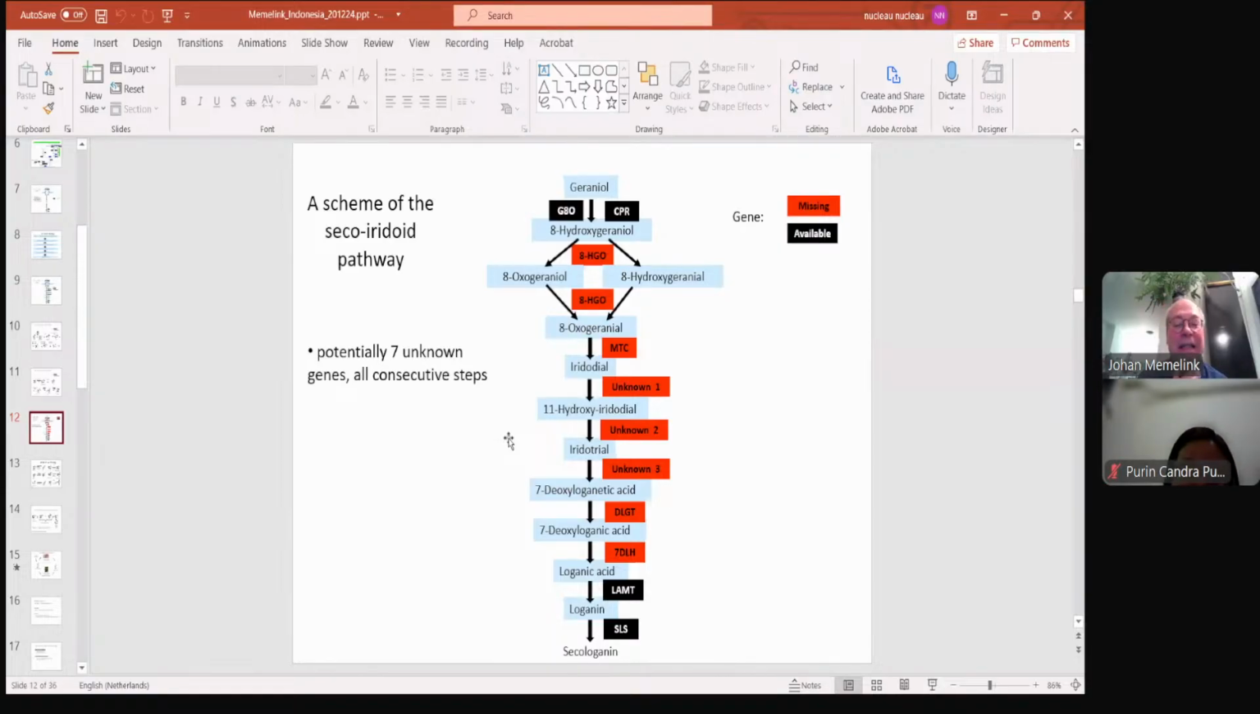Okay. So here we are looking again at the same pathway where I indicated the known enzymes in black and the missing enzymes that we were looking for in the Smart Cell project indicated in red. So potentially 7 unknown genes, and they are all part of a consecutive part of the pathway.